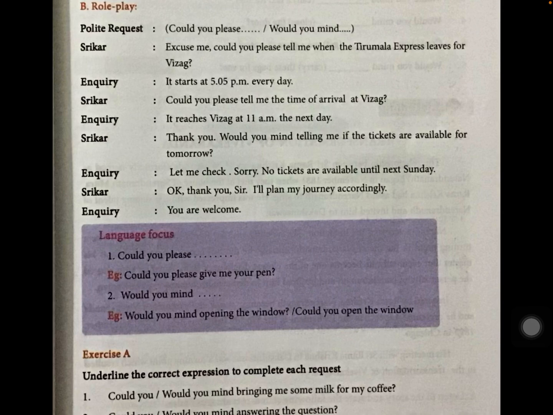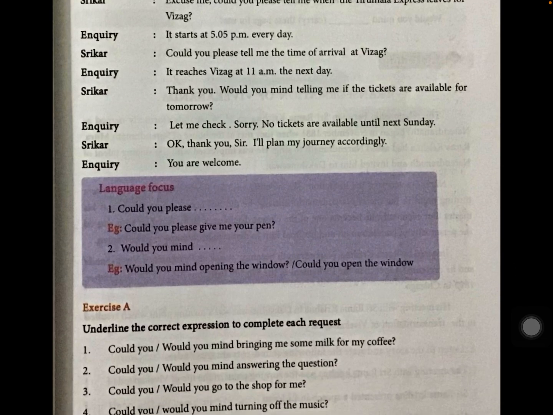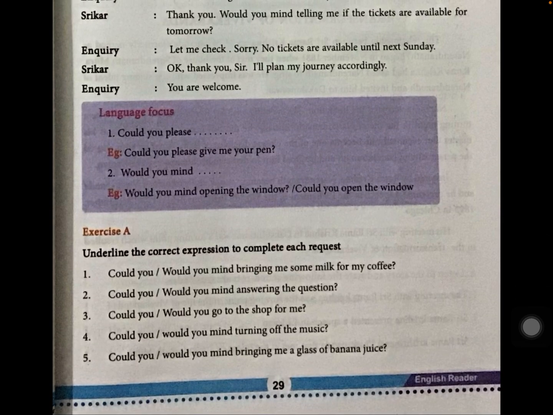Language focus. What kind of words can be used while you start a sentence or a question? Here they have given such clues only in language focus. Exercise A. Underline the correct expression to complete each request. Here they have given sentences, children, questions they have given and asked you to underline what can be used. See, could is used in a bit informal way. Would is used for formal way. So go through the sentences.